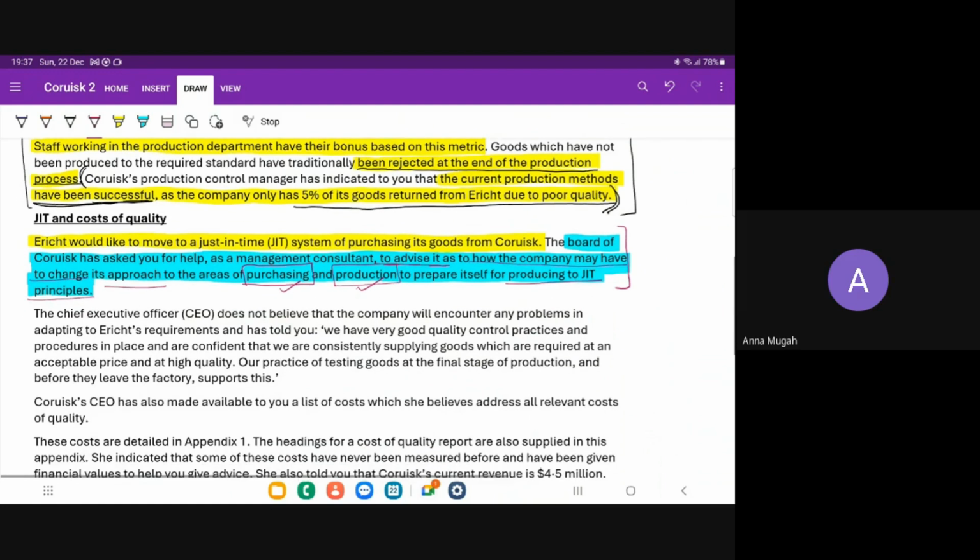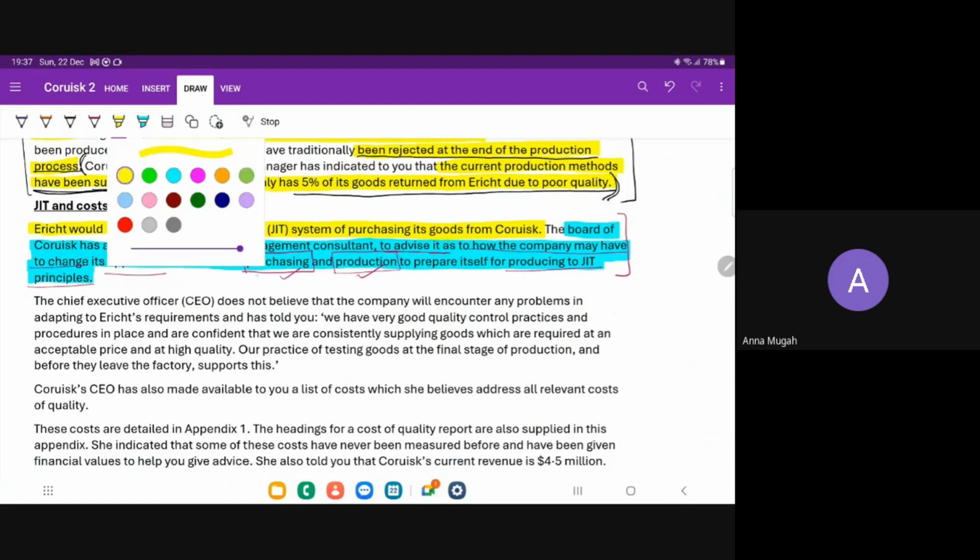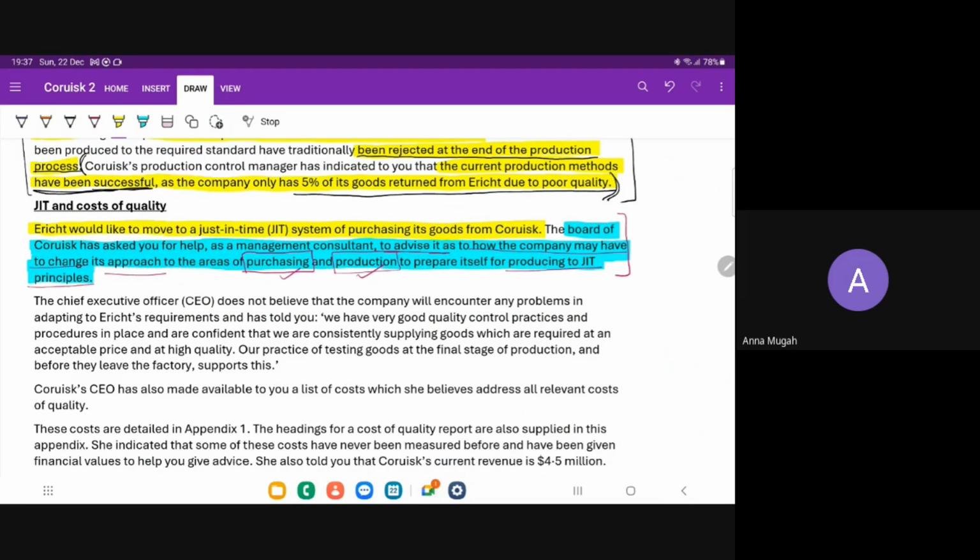The CEO does not believe. Now, there's one more statement. I generally mark the requirements with blue color. The CEO does not believe that the company will encounter any problems in adapting to RH requirements and has told you we have very good quality control practices and procedures in place and are confident that we are consistently supplying the good quality which is required at acceptable prices. Our practice of testing goods at the final stages of production and before they leave the factory supports this.